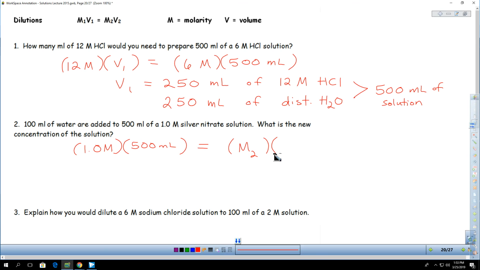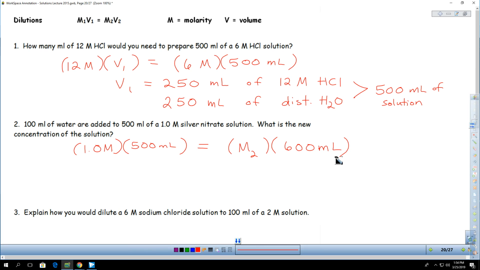Here's where I just have to be a little bit careful. 100 milliliters of water are added to 500 milliliters of the original solution. The final volume is not 100. The final volume is 600, right? So here we have to add the two. It's 100 milliliters of water and 500 milliliters of the original solution, for a total volume of 600.